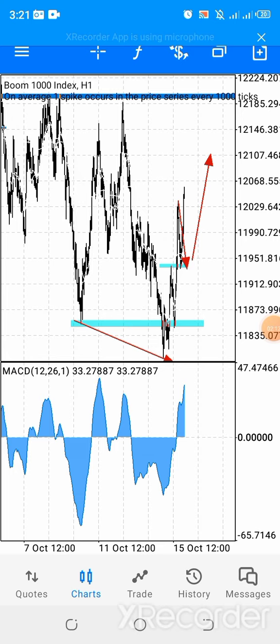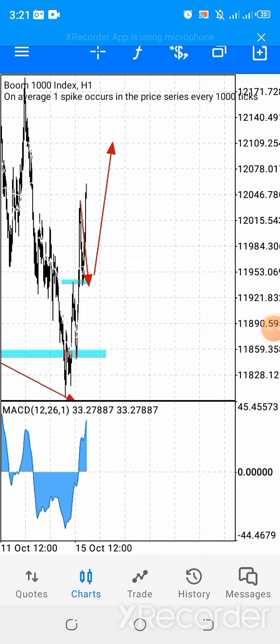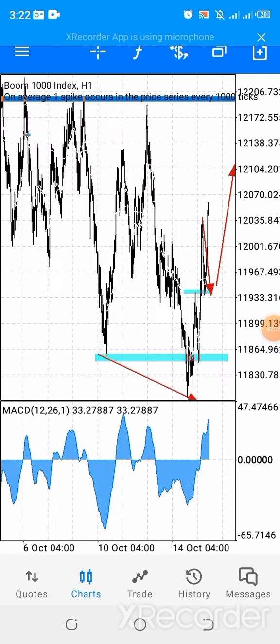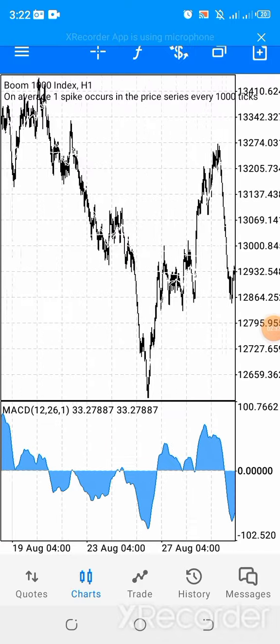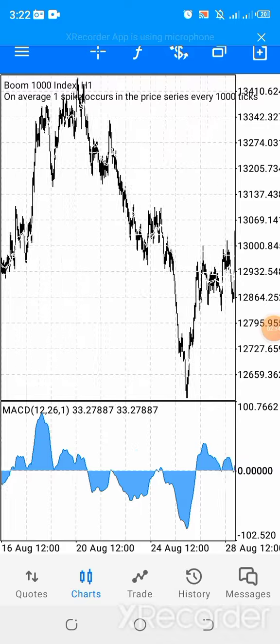And you see, while price was doing that, sorry, I didn't mention that I'll be using this chart, the Boom 1000 Index H1, for this illustration. I actually like the movement on it. It is also applicable on forex. So I can use any of these to illustrate because they are all forex.